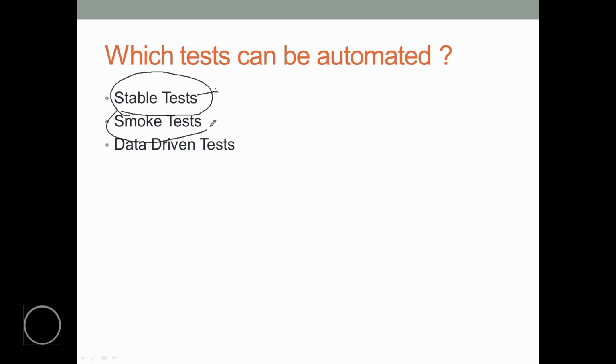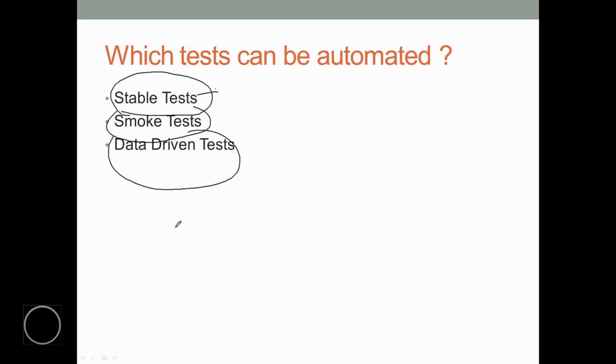Smoke tests means smoke testing. With each new build we perform this smoke testing. Before regression testing, we perform smoke testing. Since this is also repetitive in nature, we are going to automate smoke testing as well. The third kind of testing which we can automate is data driven tests.